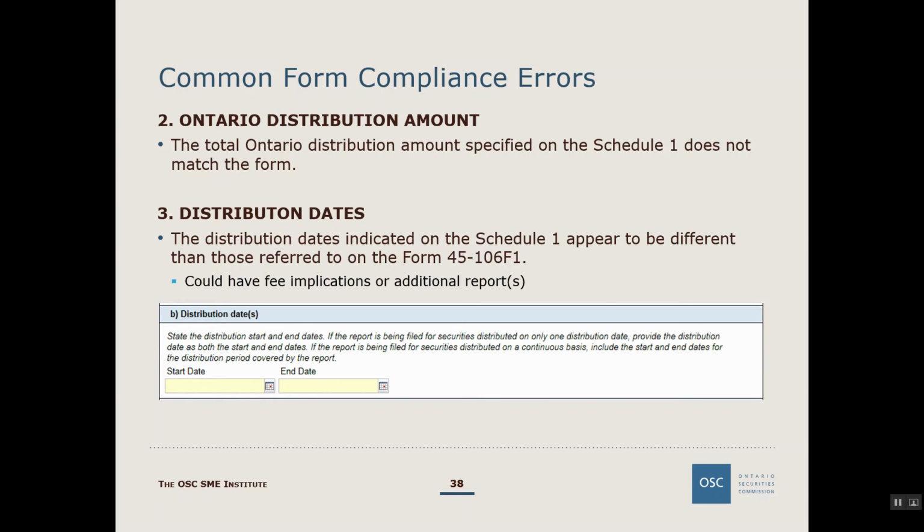In other words, the dates reported on Schedule 1 shall not precede the start date nor exceed the end date provided at item 7B. There are fee implications here as each 10-day distribution period requires a separate report and activity fee.